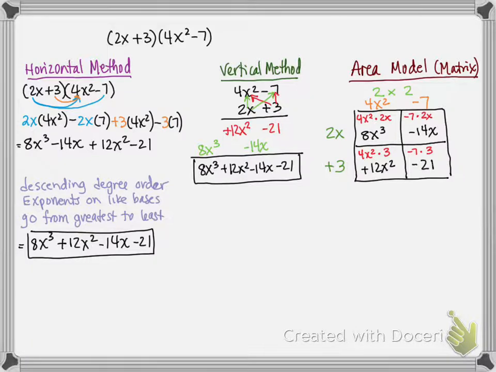Now what I'm going to do is take those black answers and put them in descending degree order. So 8x cubed plus 12x squared minus 14x minus 21. Same answer we got every time. Now I am going to share with you that there are some patterns that happen when I don't have a skipping of an exponent. Okay, so that's going to come up on our next page.